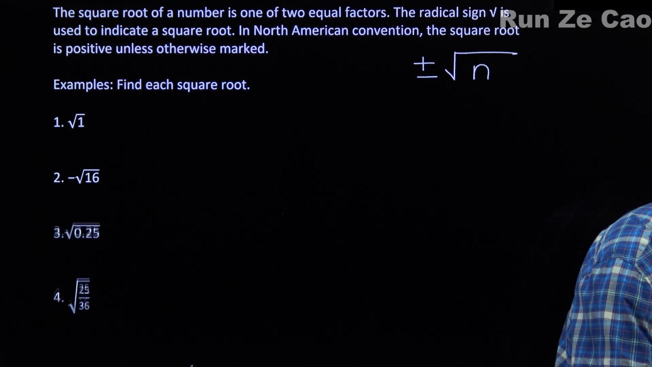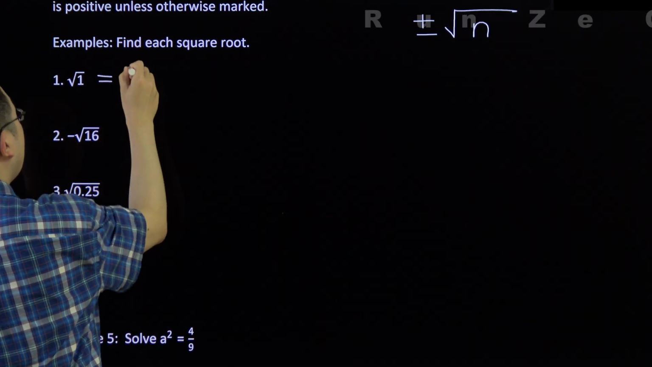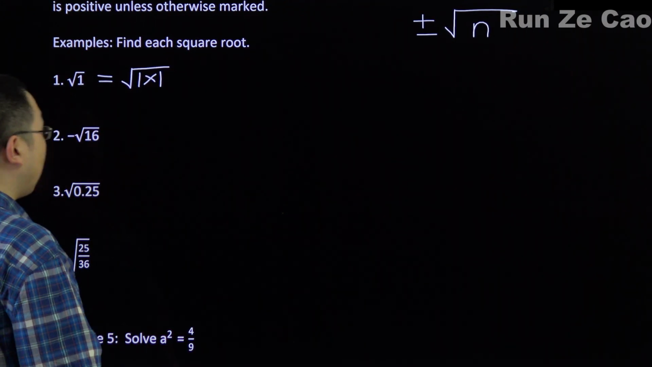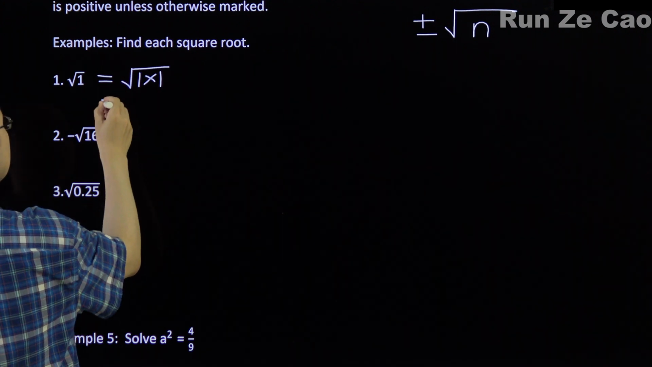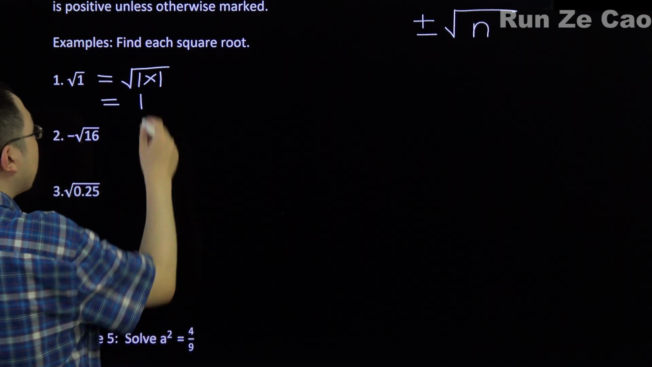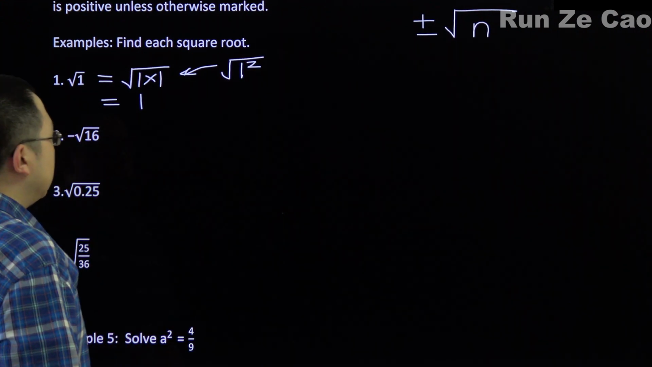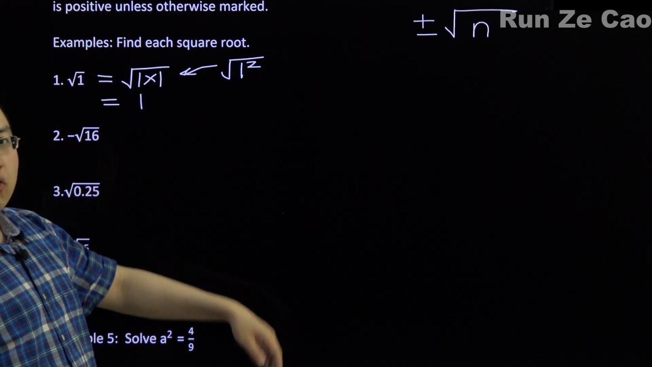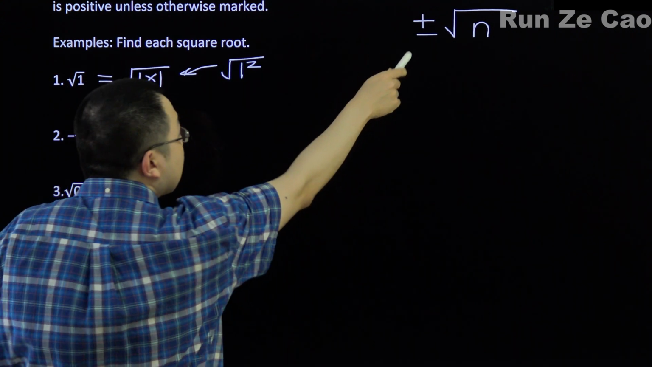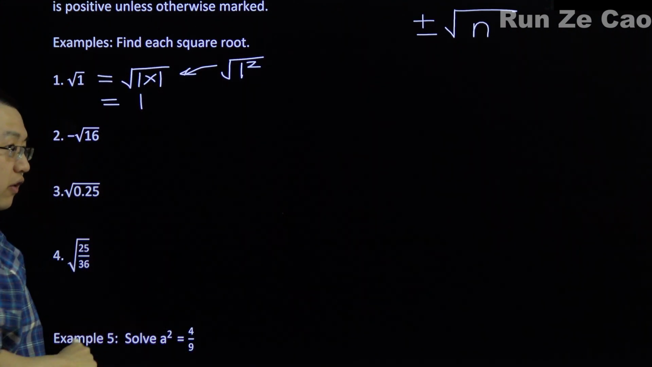For example, find each of these square roots. Well, 1 is equal to 1 times 1, right? Therefore, the square root of 1 is equal to 1. You can always also say that this is the square root of 1 squared. Wait a second. What about negative 1 times negative 1? Well, that also equals 1. That's why in many places the convention is that the square root is plus minus by default.